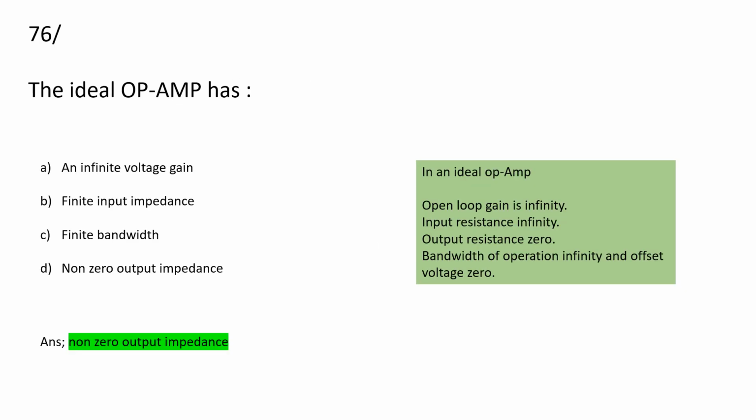The ideal op-amp has, and the options are an infinite voltage gain, finite input impedance, finite bandwidth, and non-zero output impedance. So we know the characteristics of an ideal op-amp: open loop gain is infinity, input resistance is infinity, output resistance is 0, bandwidth of operation is infinity, and offset voltage is 0. So here the correct answer will be the non-zero output impedance.